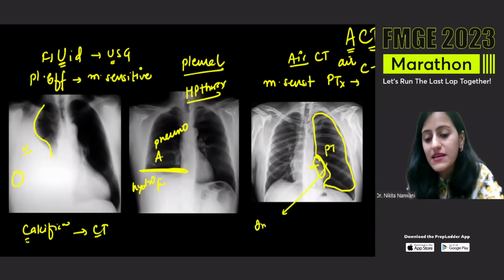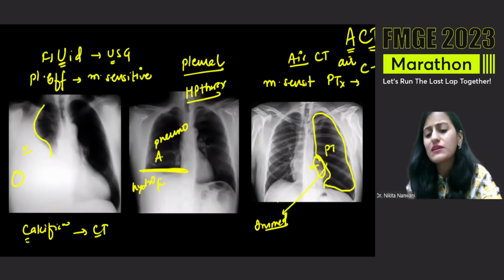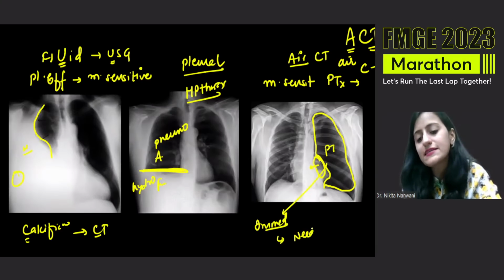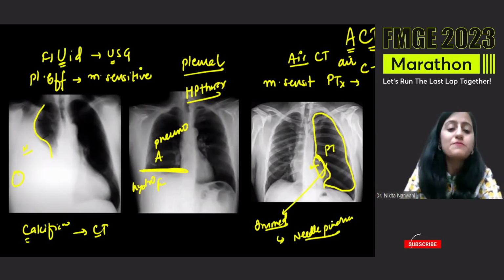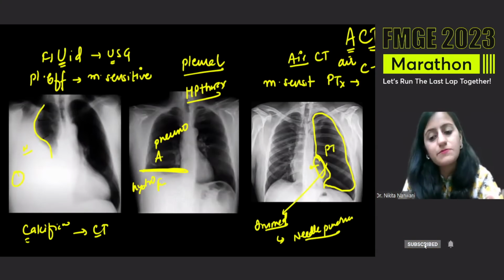What will be the immediate management? This is the most important image in the exam. It is the needle puncture. Okay, that's the needle puncture. 5th intercostal space in adults, 2nd intercostal space in children. Needle puncture is the first one.